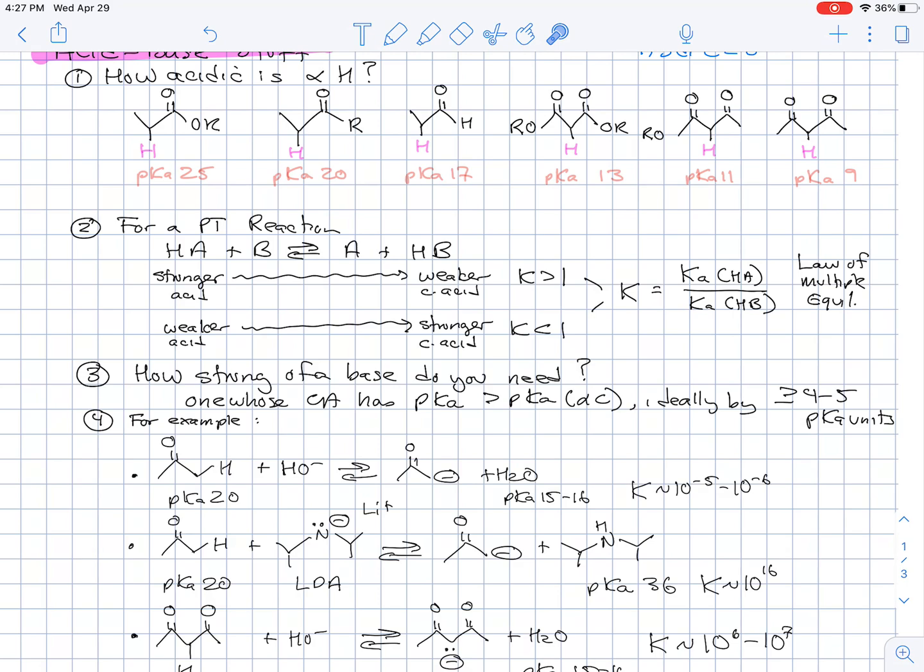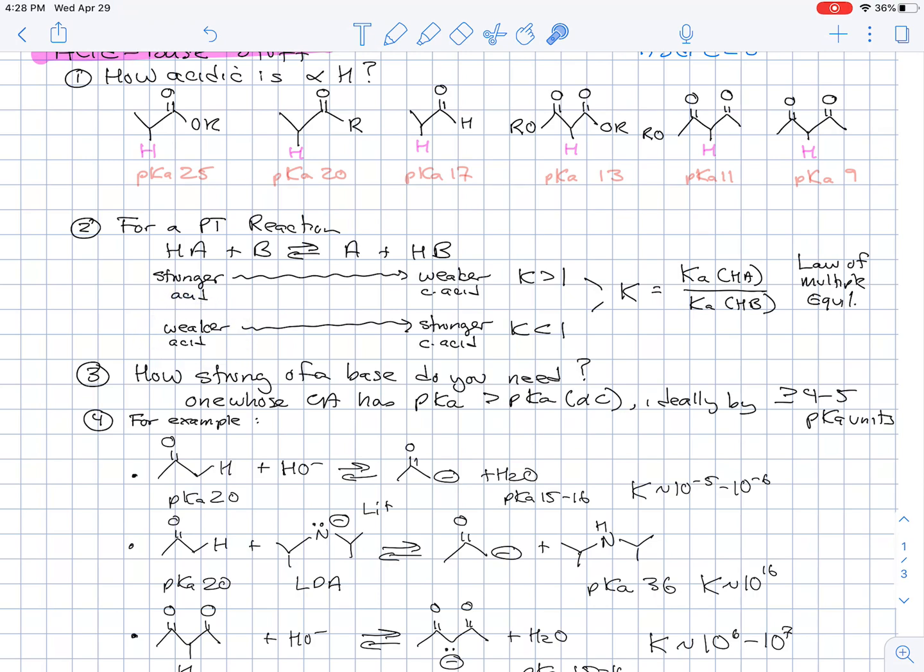Going from stronger acids or bases to weaker ones is the favorable pathway. So this is going to have an equilibrium constant greater than 1. Acidity and basicity are thermodynamic properties because they involve equilibrium. So therefore, we're going to be talking about equilibrium constants, not rates.